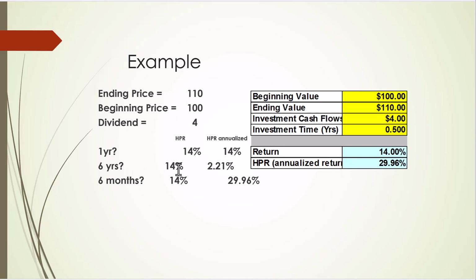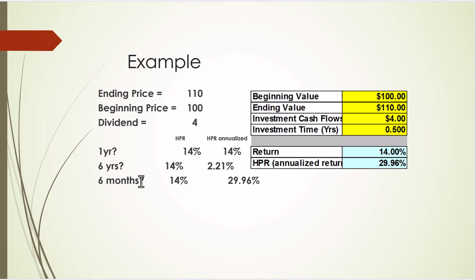But what if it took 6 years for this to occur? At 6 years, the 14% is the total return here. But one way you could think about it, what if you divided it by 6? Divide 14 by 6, get a little bit more than 2. And of course, since we have compounding of money here, 2.21 is the correct average annual percentage earned on this investment.